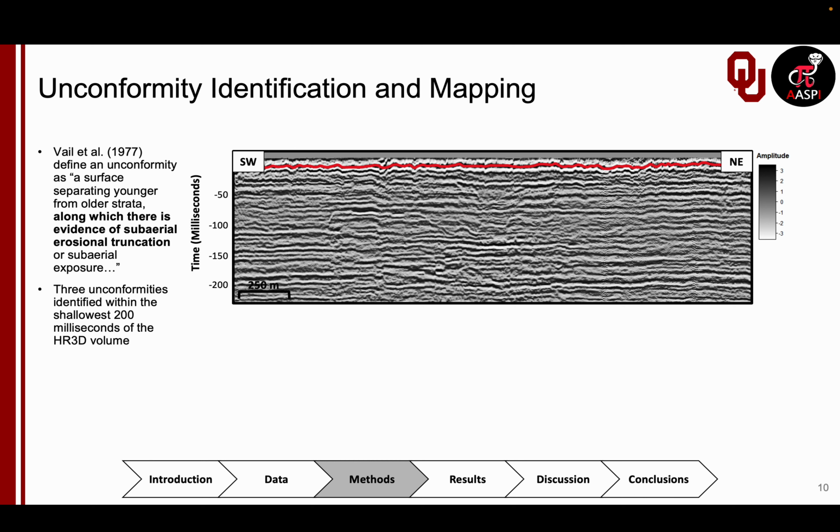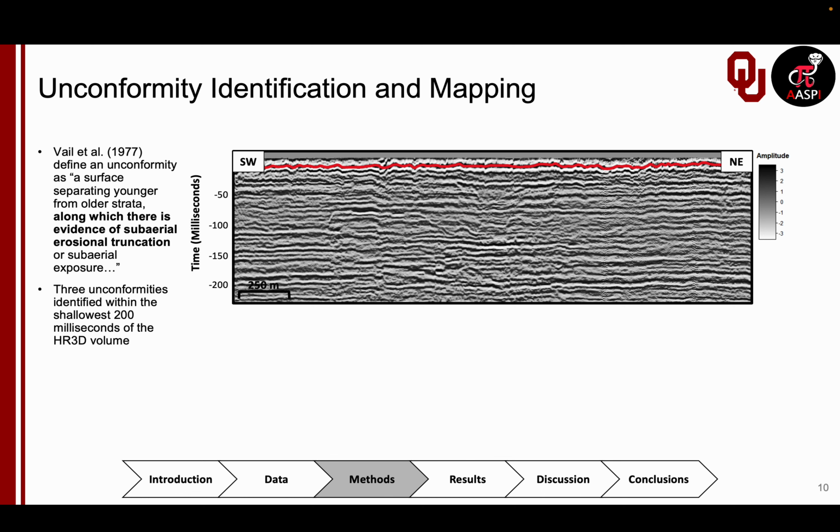So first things first, we need to identify and map our unconformities. We'll be using Vail for this, as he's the guy that put all this together in 1977. He defined an unconformity as a surface separating younger from older strata along which there is evidence of subaerial erosion, truncation, or subaerial exposure.